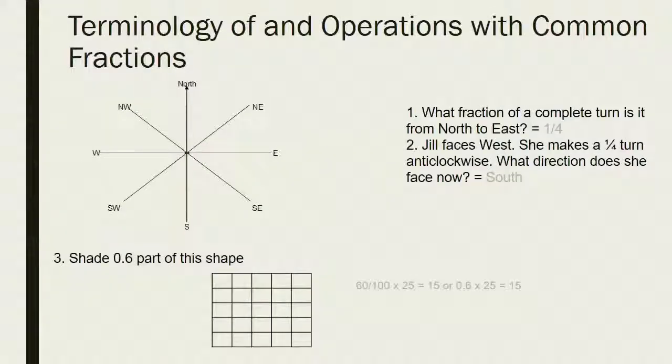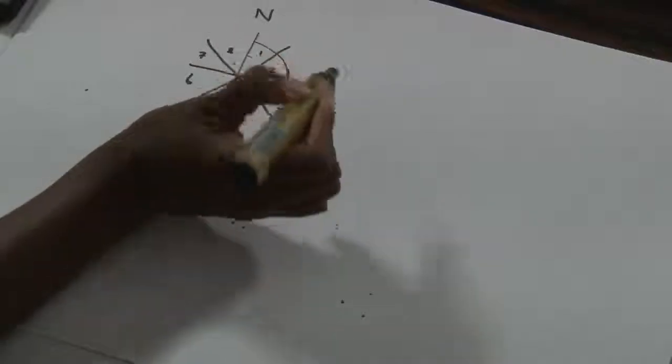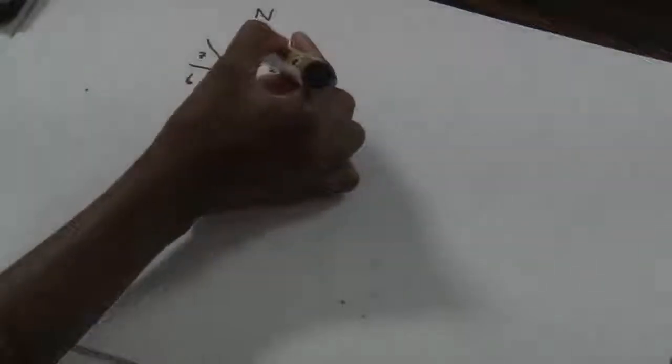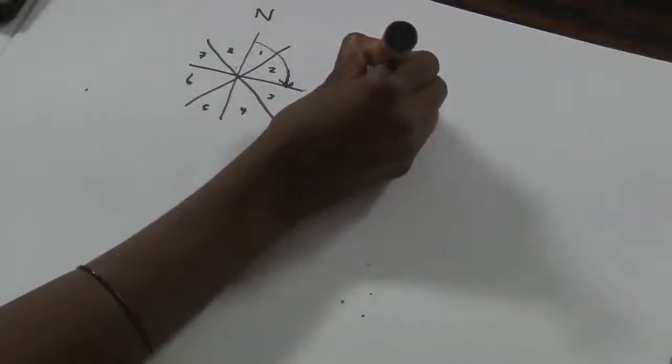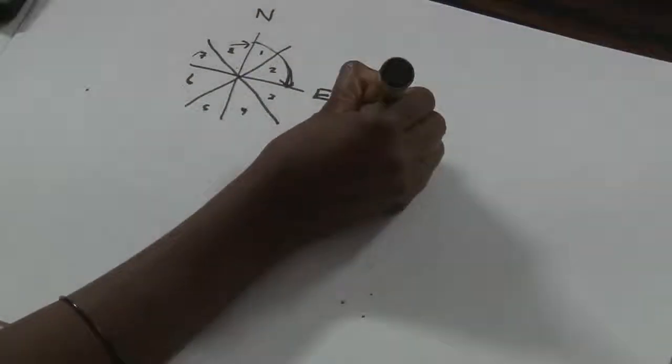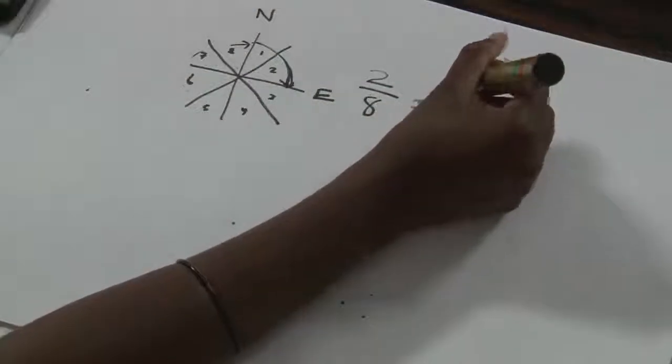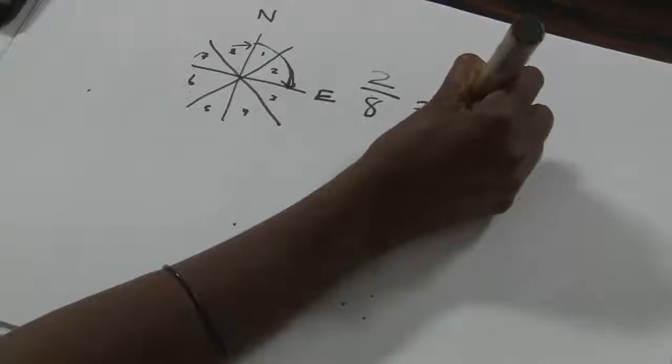So they are now asking what fraction of a complete turn is from north to east. If you look here, they say from north to east, it comes here. It comes there. So then it's 1, 2. Then it's 2 out of the whole complete, which is 8. So to simplify it, it's 1 out of 4.